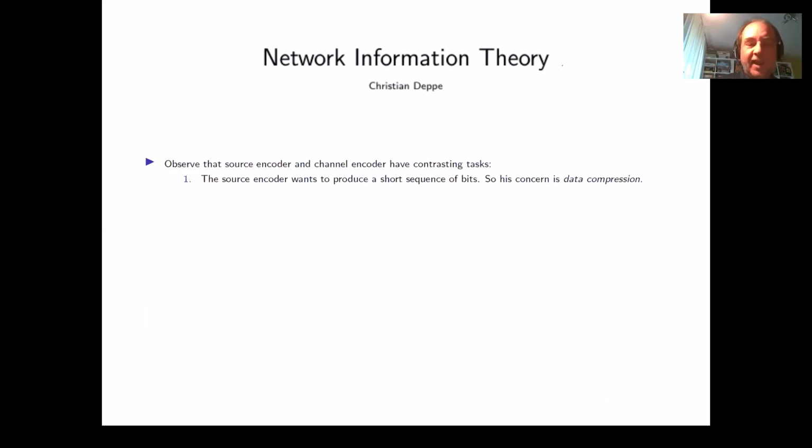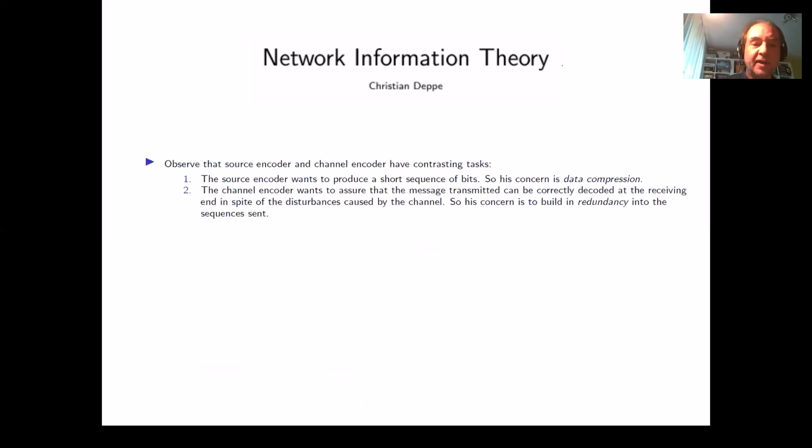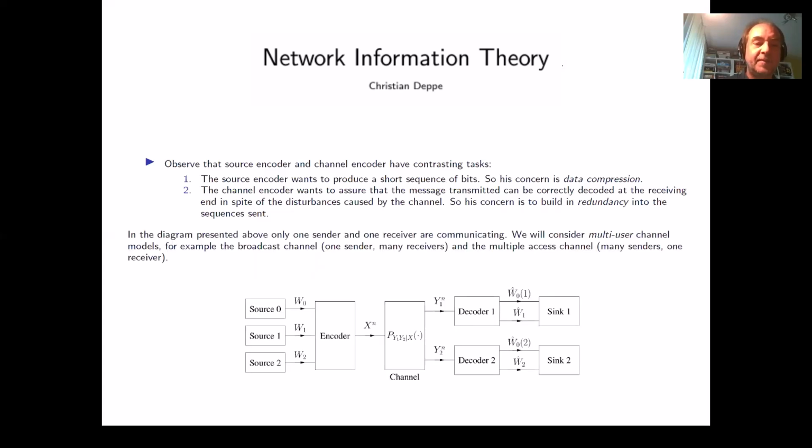So again, observe that the source encoder and the channel encoder have contrasting tasks. The source encoder wants to produce a short sequence of bits, so his concern is data compression, to remove the redundancy. And the channel encoder wants to assure that the transmitted message can be correctly decoded at the receiving end. So his concern is to build redundancy into the sequence.